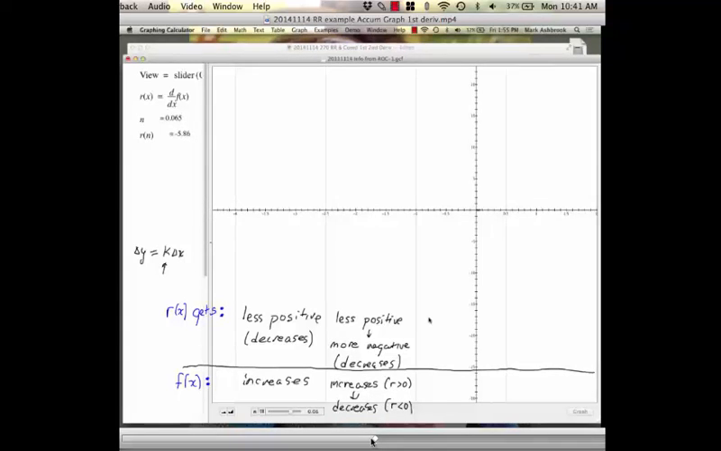So practice using these phrases. Phrases we want to practice.